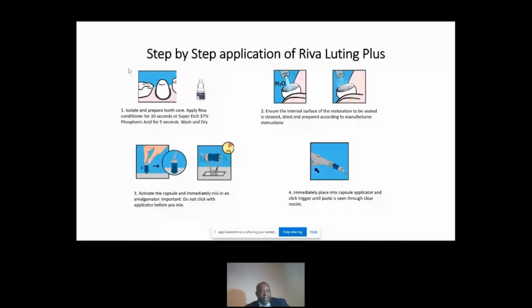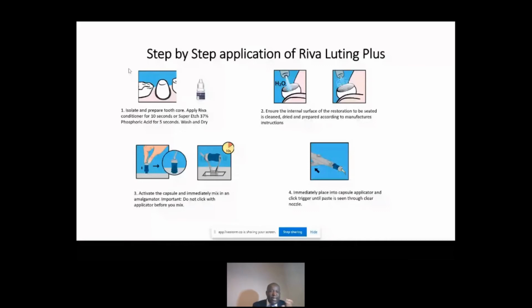We must really take the time to do these steps. So what's the first step? We need to isolate and prepare the tooth, apply a conditioning agent, or etch the tooth to help remove the smear layer, and then wash and dry. This is a very important step, and that also goes for glass ionomers as well. It's a very important step to increase the adhesion. We want to remove the smear layer.